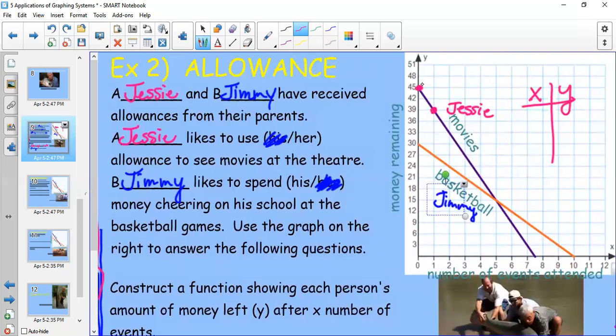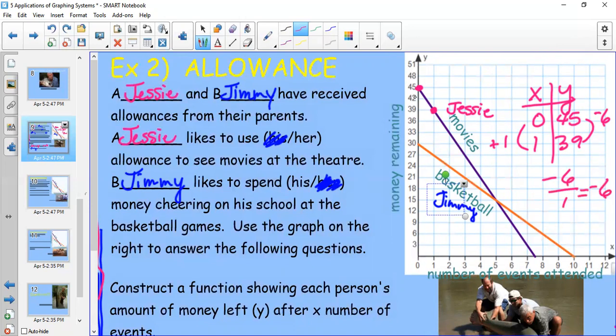So our first point was the point (0, 45), that was our starting point. The next point was (1, 39). We can find the change between our x's, which was going up 1. Our y's were going down 6. And so our slope would be y over x, which is -6.